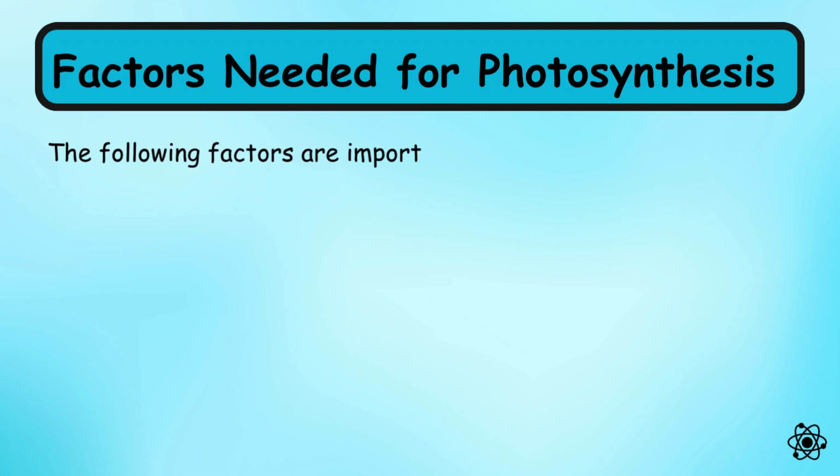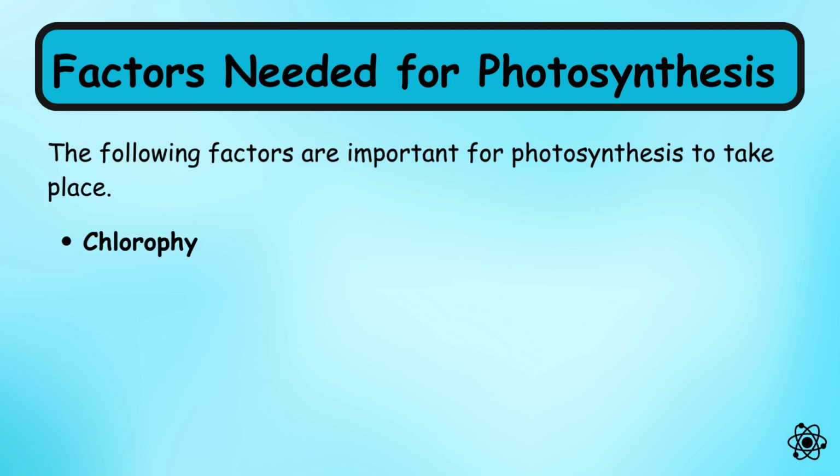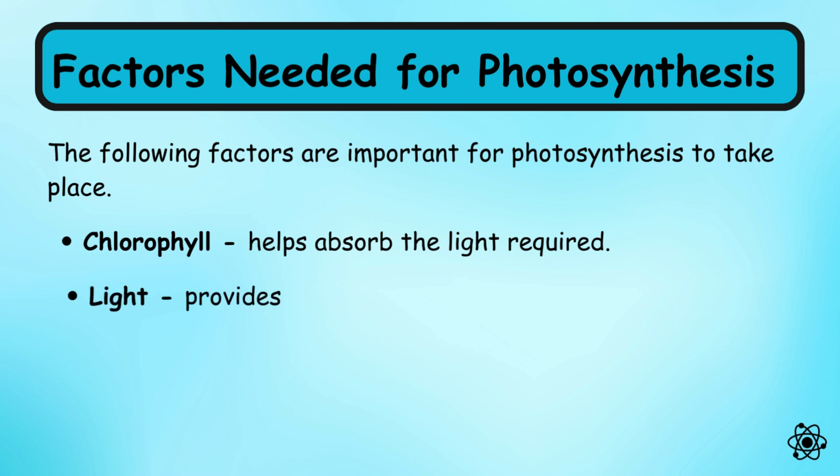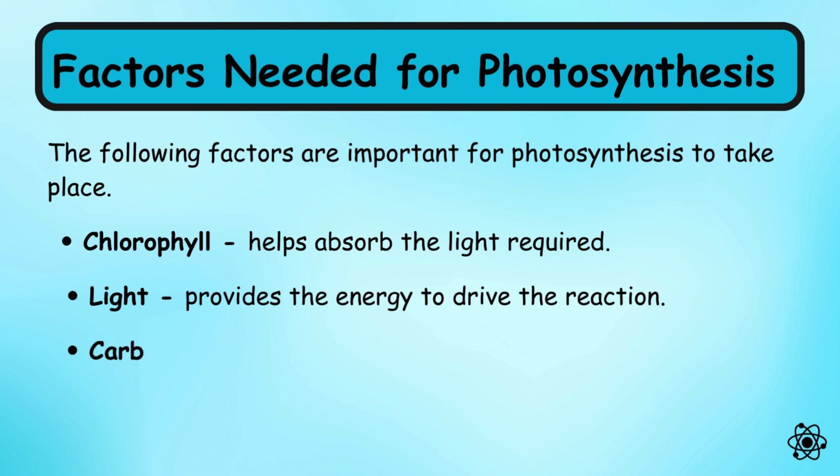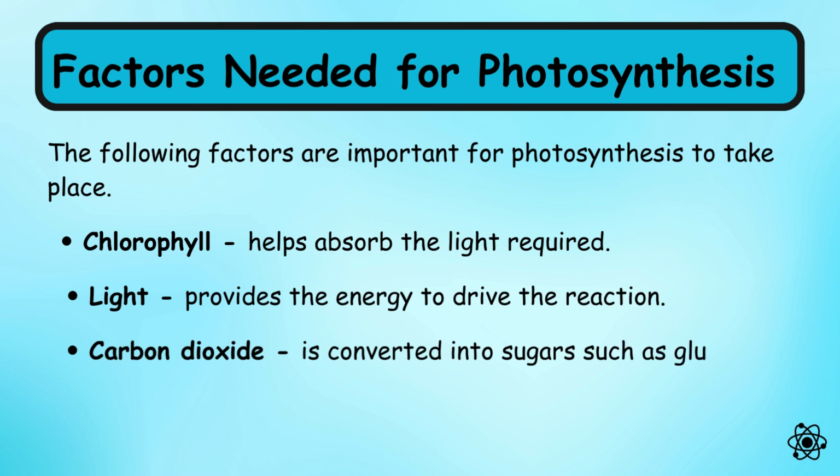The following factors are important for photosynthesis to take place. Chlorophyll is required because it helps absorb the light required. Light is important because it provides the energy to drive the reaction. Carbon dioxide is important because it is converted into sugars such as the glucose we need.